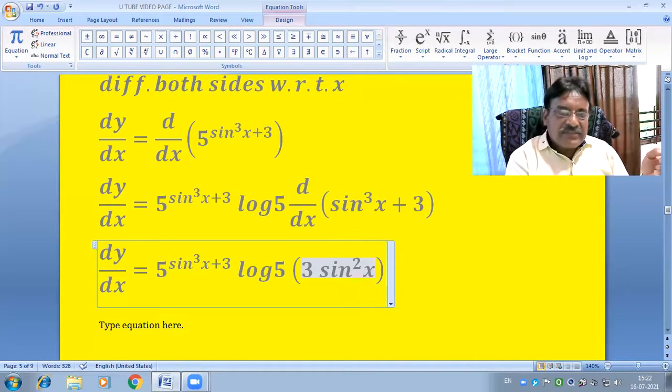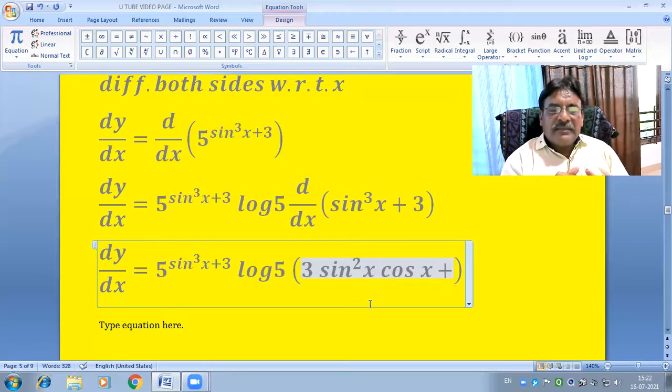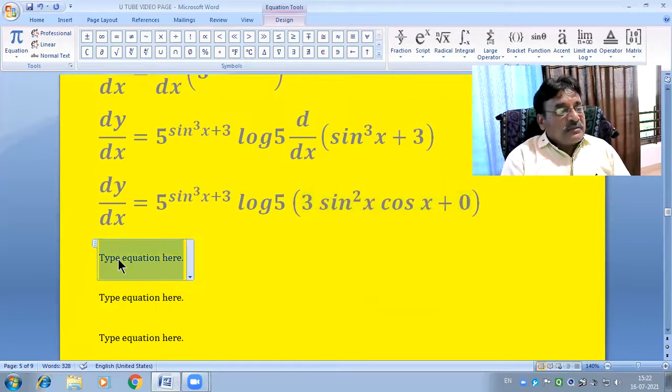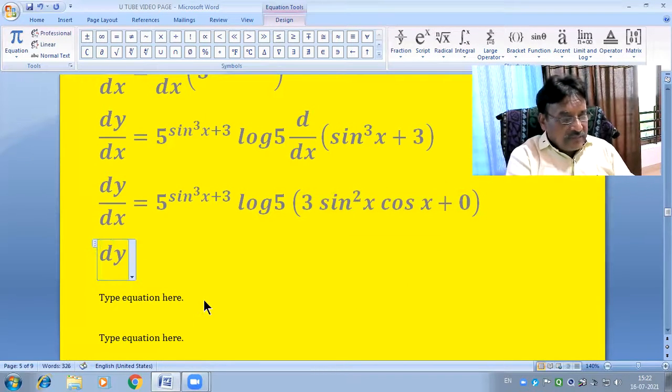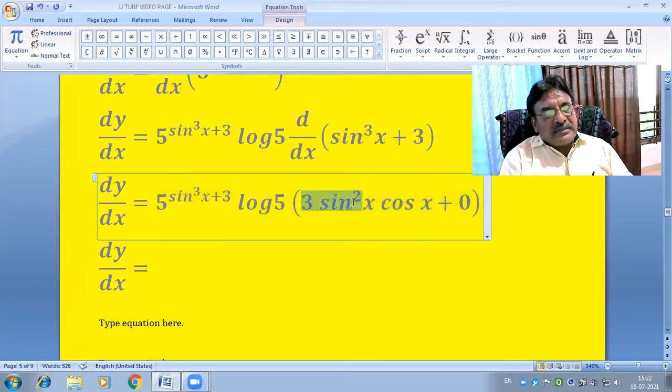And we know that d/dx of sine x is cos x, plus d/dx of 3. And 3 is a constant. So we know the result d/dx of k equals 0, where k is a constant. Similarly here d/dx of 3 is 0, so plus 0. Therefore the required derivative dy by dx is equal to 3 sine square x into cos x plus 0. So we get 3 sine square x into cos x.